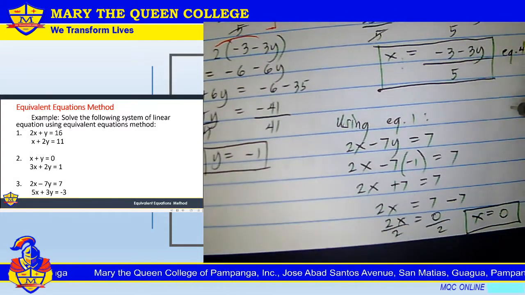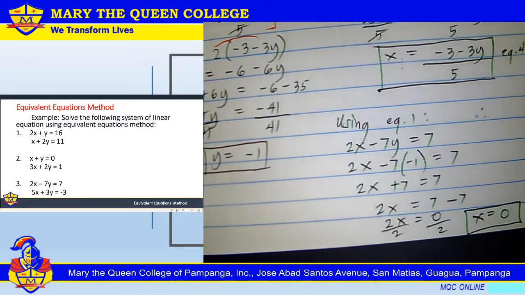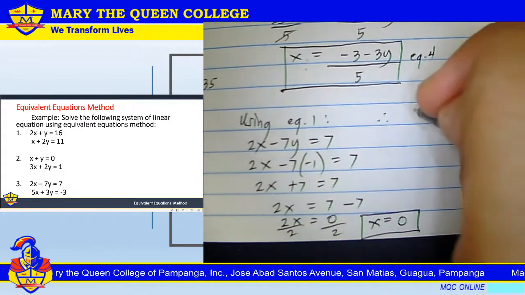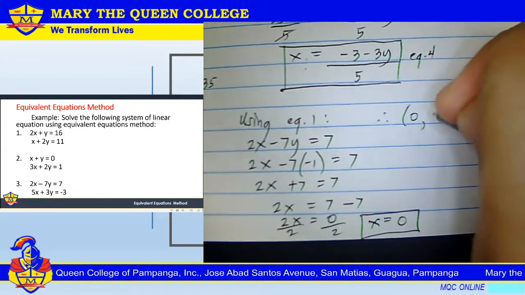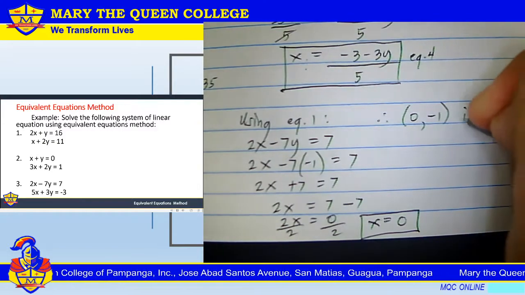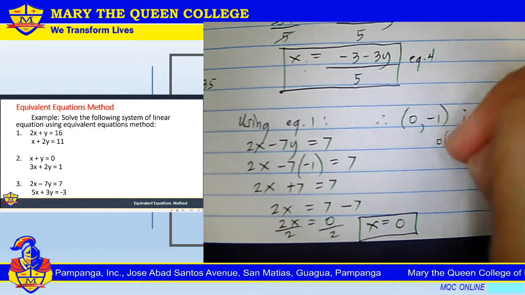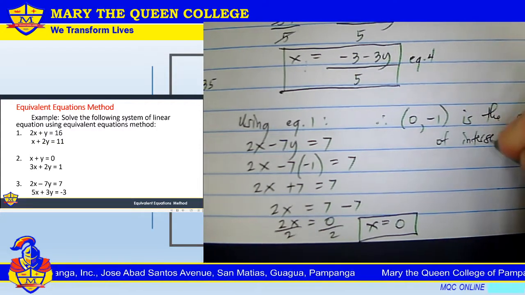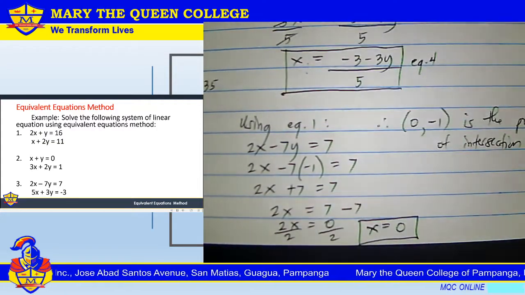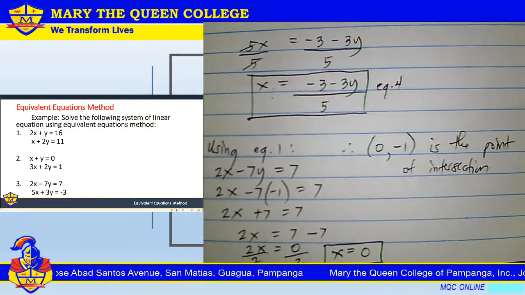Okay? Then, so from here, our solution set now would be 0 and negative 1 is the point of intersection. Okay? So, ganun lang po siya kadali.